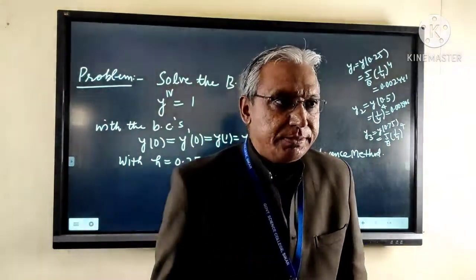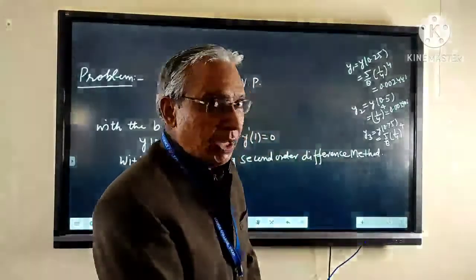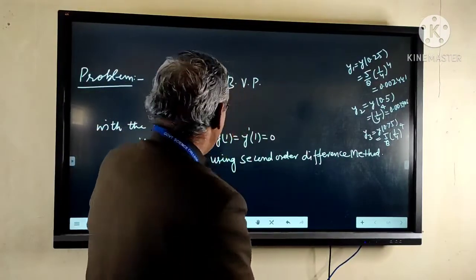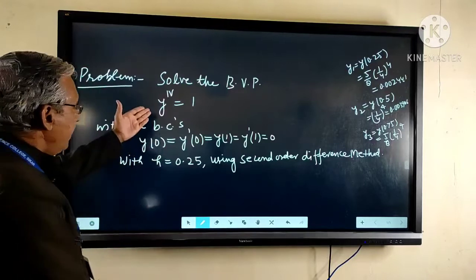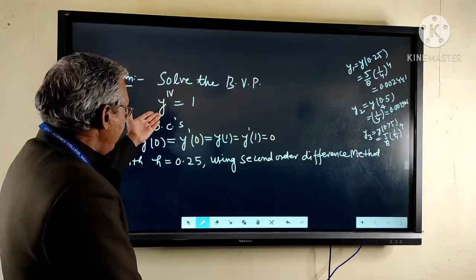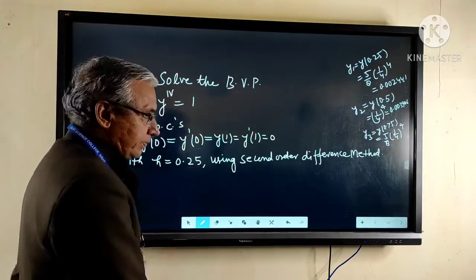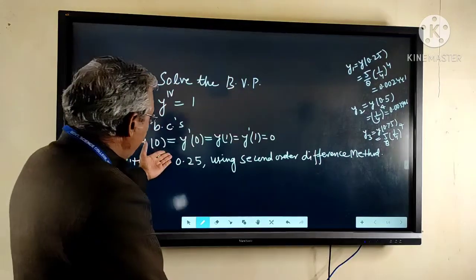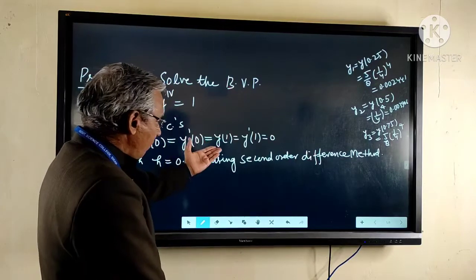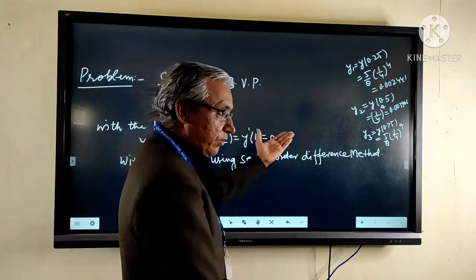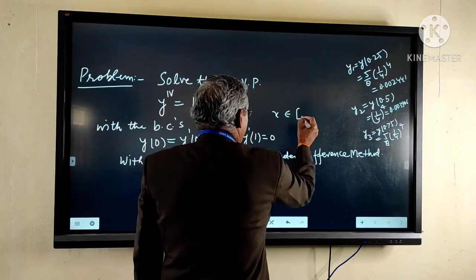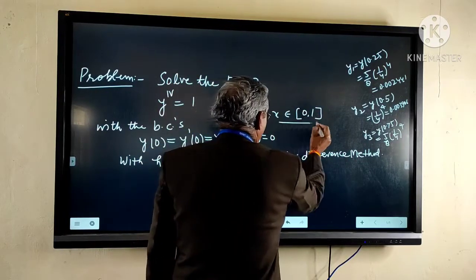Dear students, today we are going to solve the boundary value problem. This is d4y by dx4 equals 1 with the boundary conditions y of 0 equal to y dash of 0 equal to y of 1 equal to y dash of 1 equal to 0. It means here x belongs to the closed interval [0, 1].